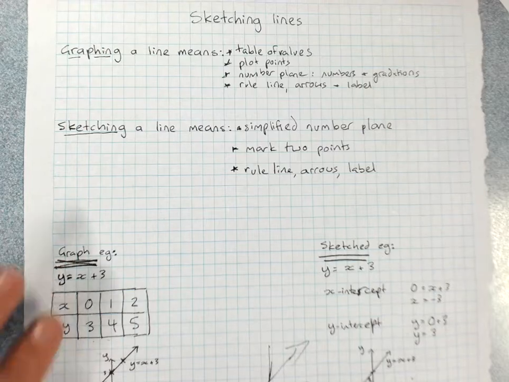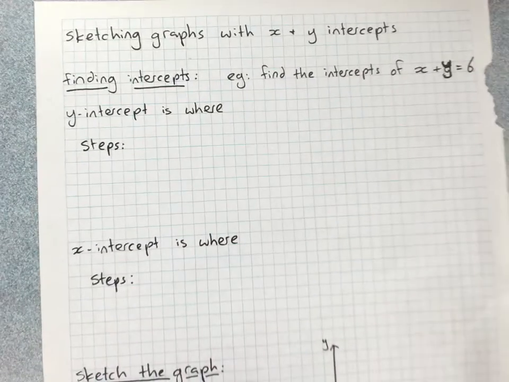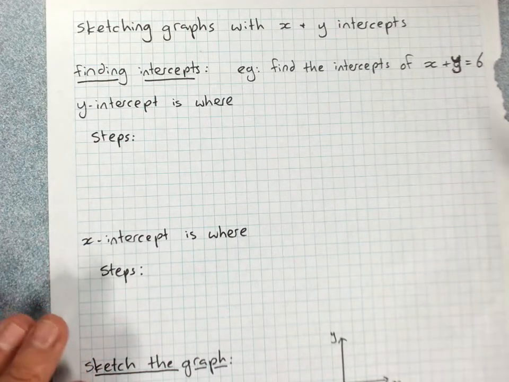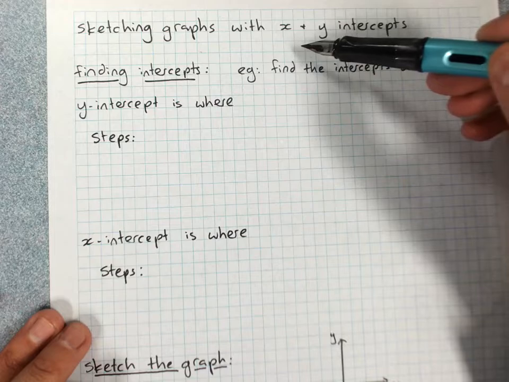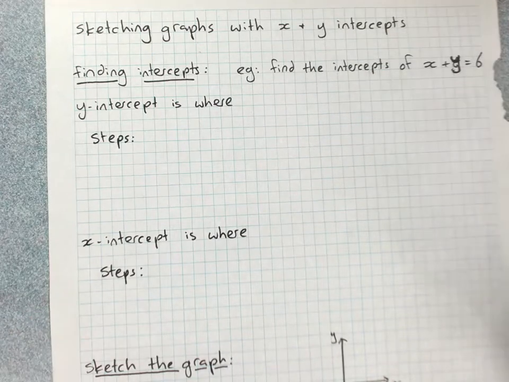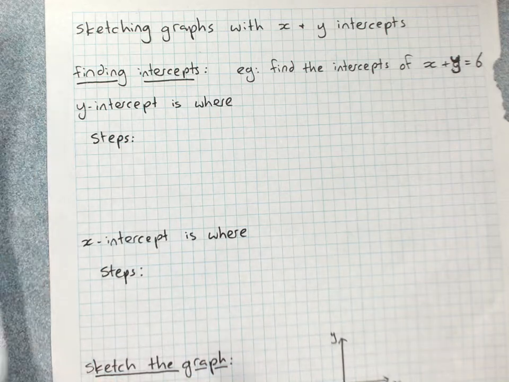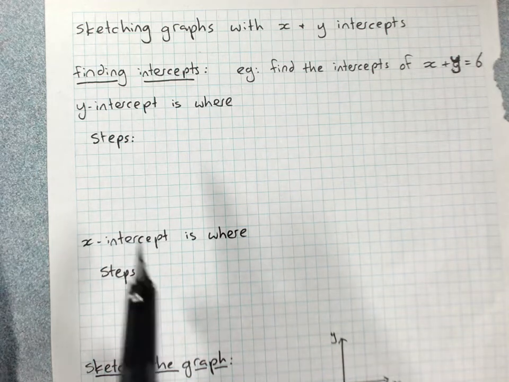Pause if you need to do so because we'll move on to how we sketch graphs, because there's 2 ways of getting 2 points really. One way is to sketch our graphs with X and Y intercepts. And we start by finding the intercepts, and we better remember what the intercepts are.